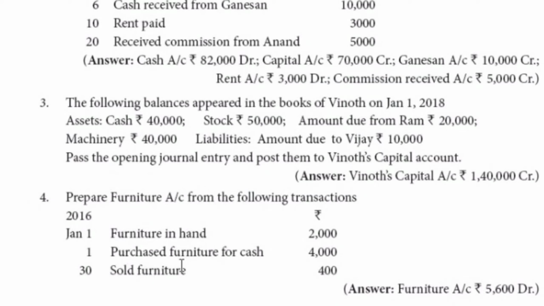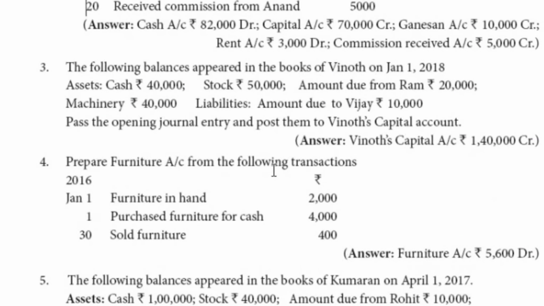Let's look into sum number 3 from Standard 11, Samacheer Kalvi textbook. In this sum, they've given the following balances appearing in the books of Vinod on Jan 1st, 2018. They have given you a set of assets and a set of liabilities. They have asked us to pass the opening journal entry and post them to Vinod's capital account.